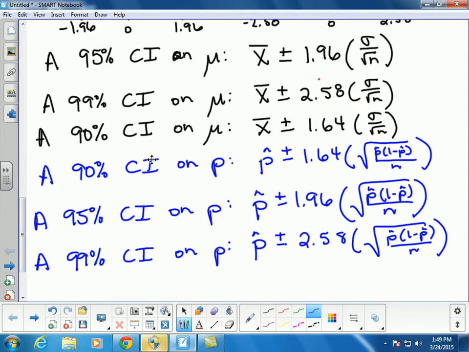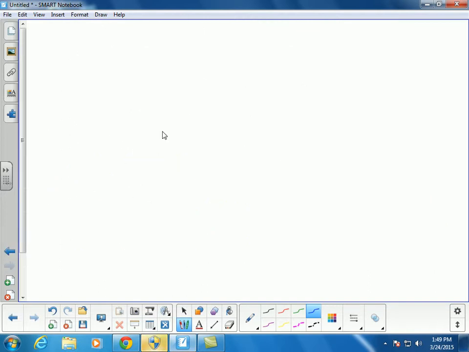What I want to do next is start with an example. And so we're going to do an example of a mean. So I'm going to switch pages here. Okay.